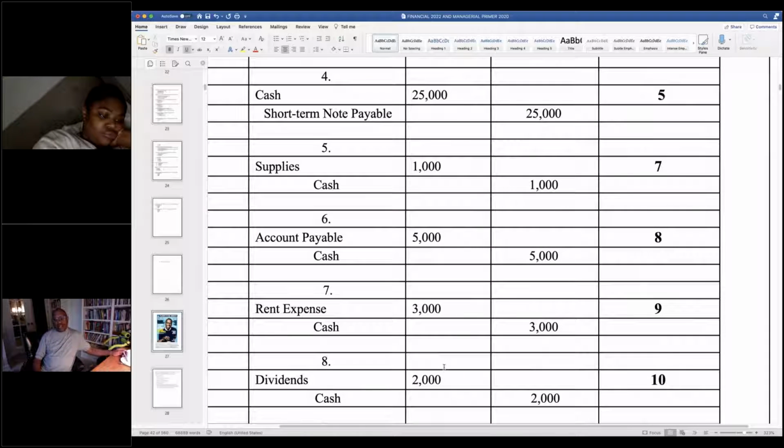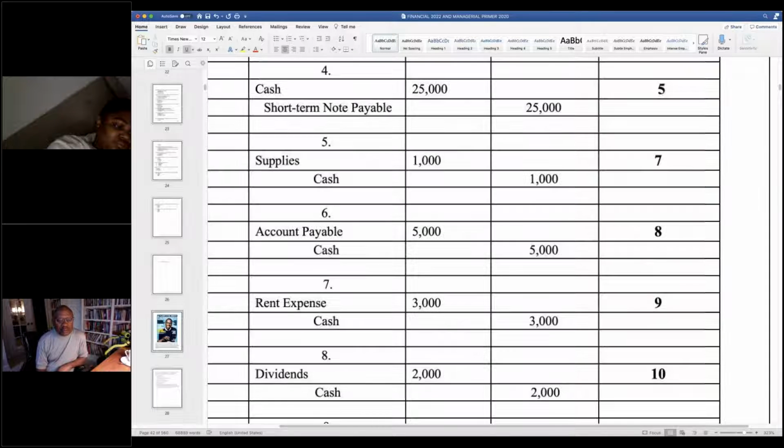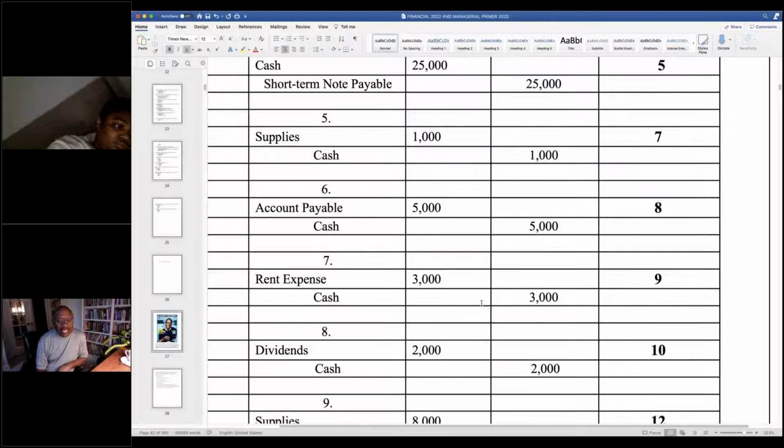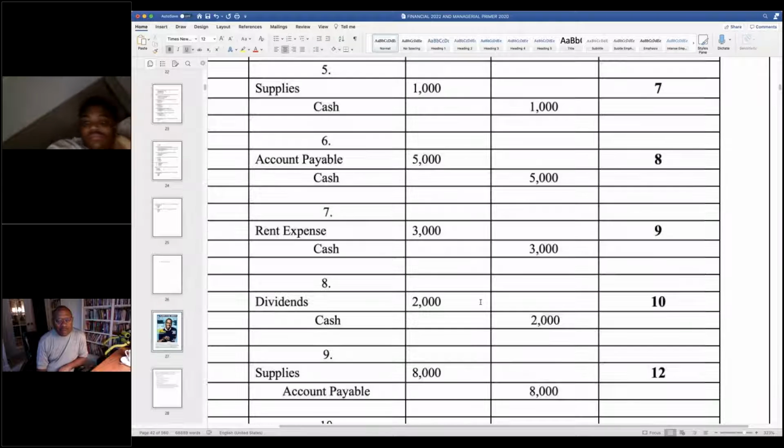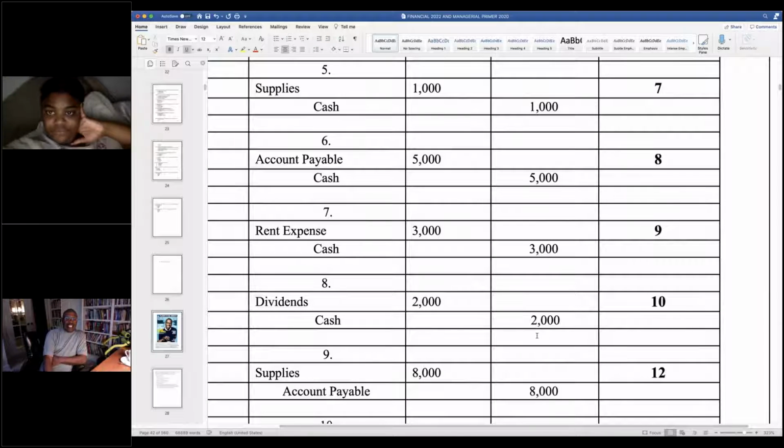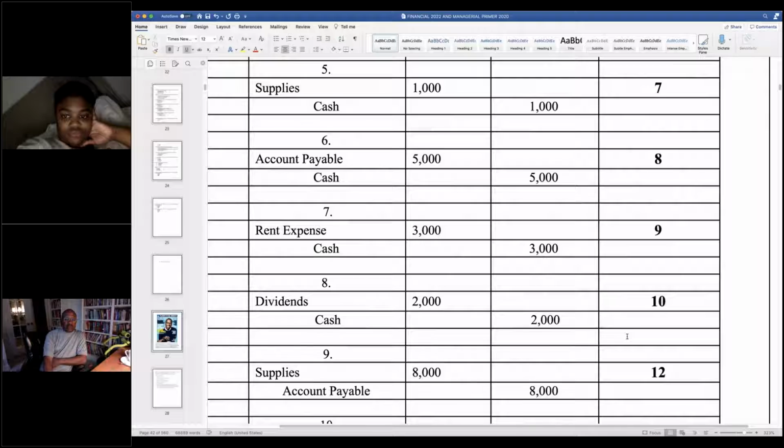Are there any questions on any of these journal entries? Everybody can make these journal entries. Yes. Then we bought some supplies on account for $8,000. Credit accounts payable for $8,000. Okay.